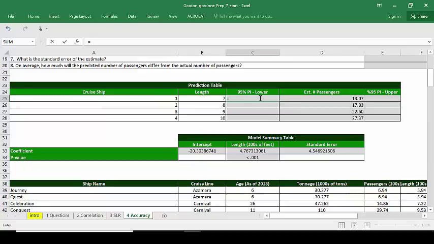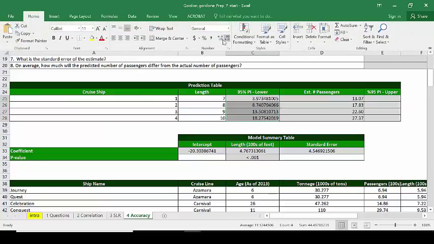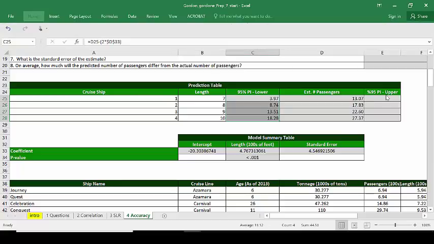So for the lower limit, again, it's y hat, or the estimated number of passengers, minus 2 times the standard error. And I'm going to lock the standard error. Copy it down. For the upper limit, again, it's y hat, or estimated number of passengers, plus 2 times the standard error.